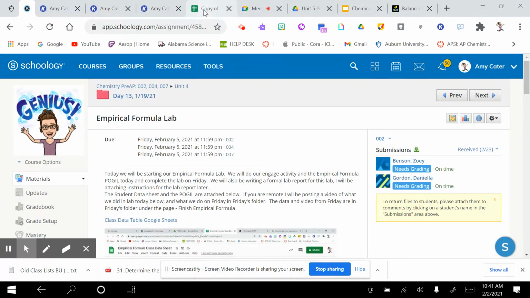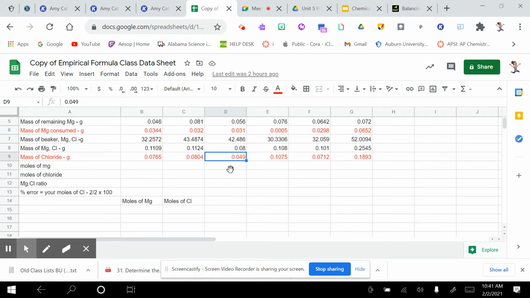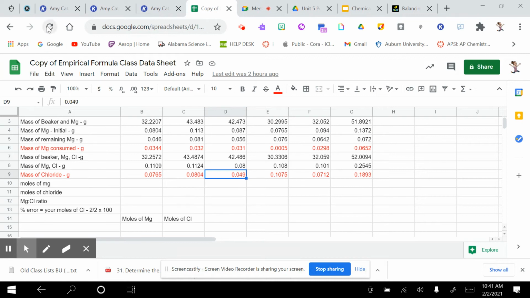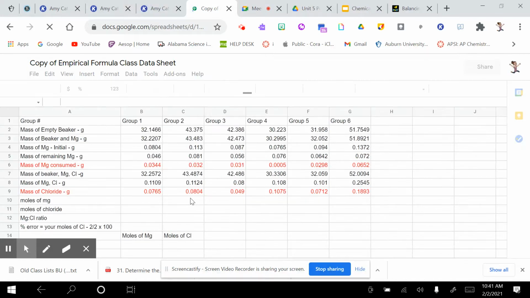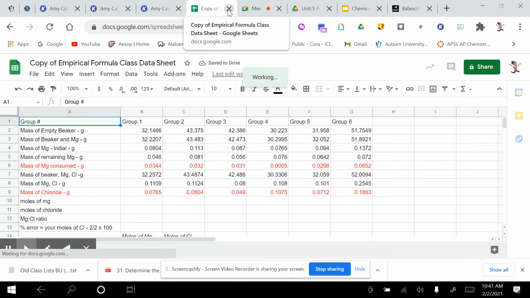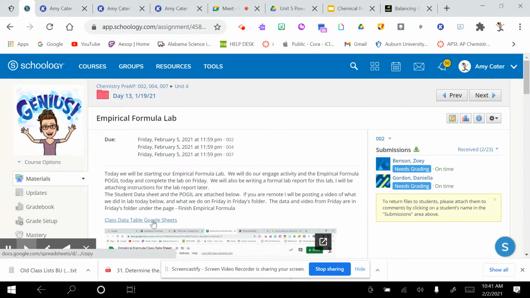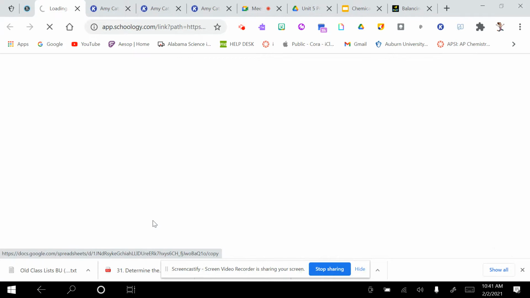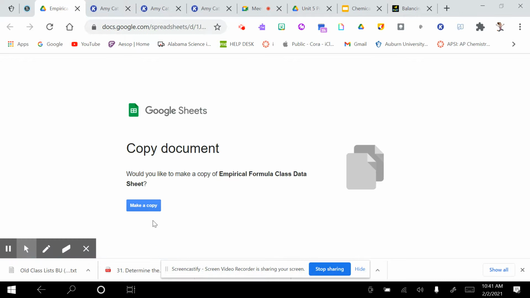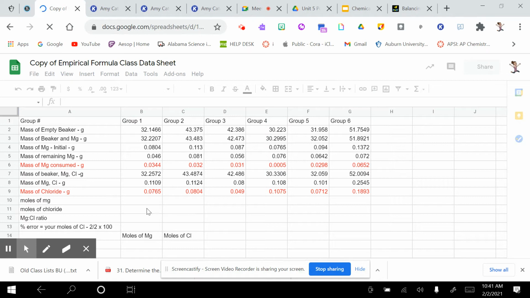So on the Google Sheets, hopefully I have shared it with you, but this is all the data. I think I shared it with y'all so you can see it. And it should ask you to make a copy. So you can edit this however you need to. And the video explains how to do everything.